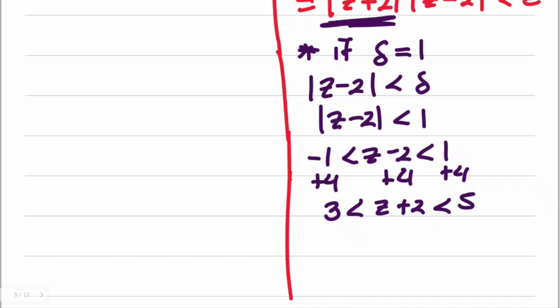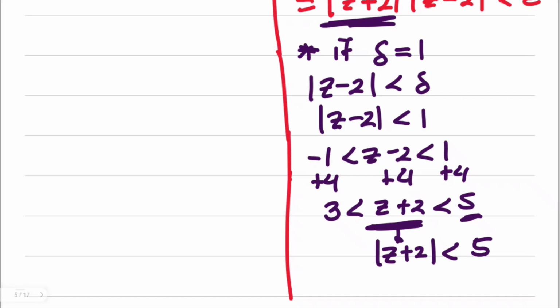Okay, what's the purpose of this? Z plus 2 is here. So that would mean if we are going to take the absolute value of z plus 2, it's also less than 5 here. Because this is just the absolute value of whatever the value of that z, it will always be less than 5. And if we're going to have the absolute value of that, it's also less than 5.